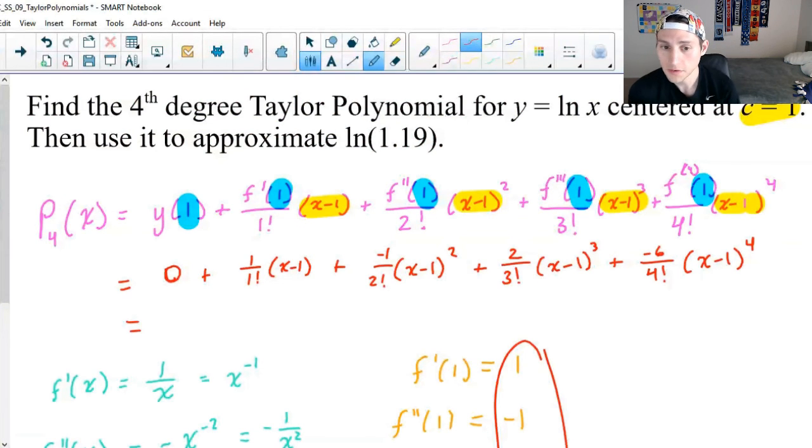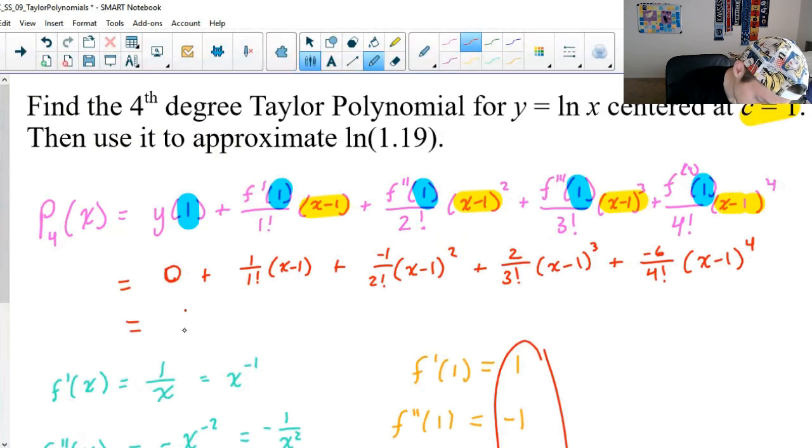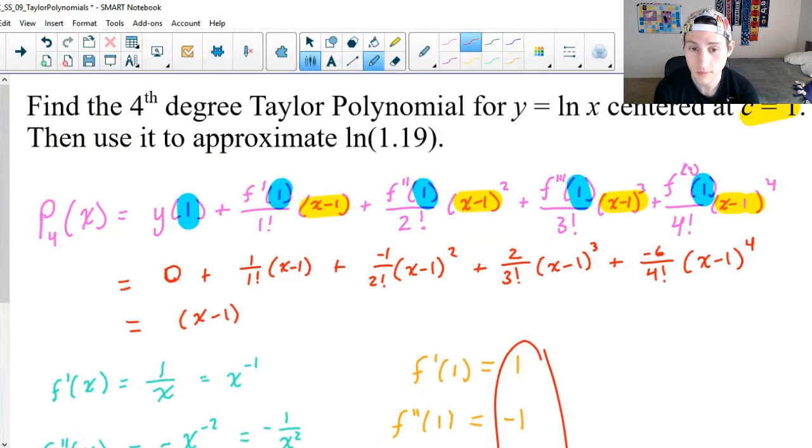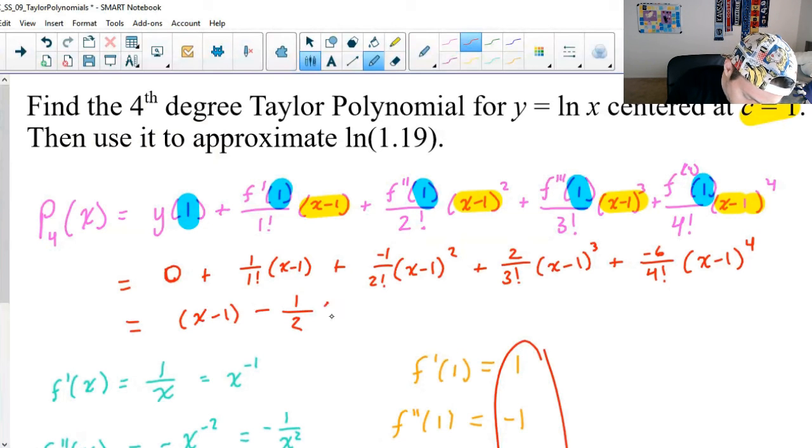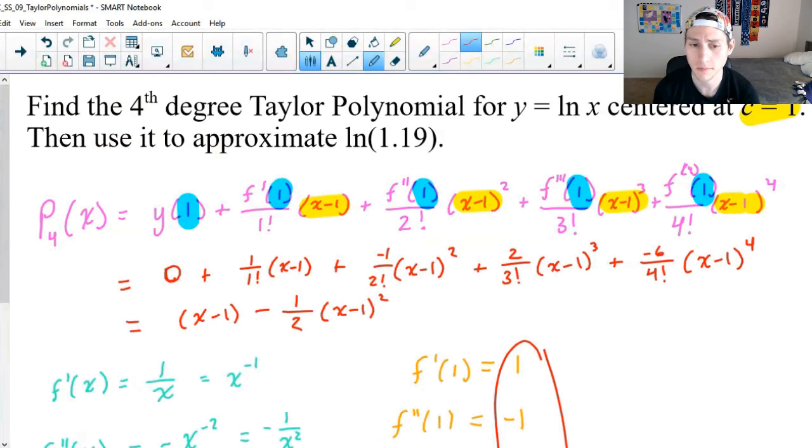Okay, but I'm going to do some more simplifying here. So that first term 0, I don't need to write 0. The second term, 1 over 1 factorial, that's just 1. So I'm just going to start by writing x minus 1. Since that numerator is a negative 1, I'm going to change this just to a minus sign. 2 factorial is still 2, so minus 1/2 x minus 1 squared.